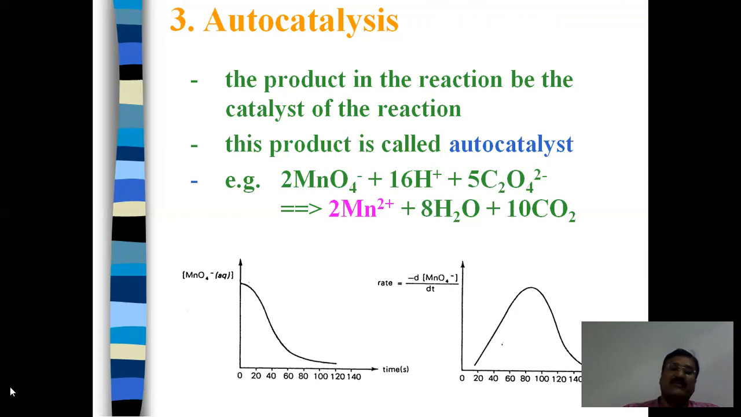By the graph, we can show: the first graph shows that the rate of reaction is low, and the second graph shows that as soon as the Mn forms, the rate of reaction gets increased.